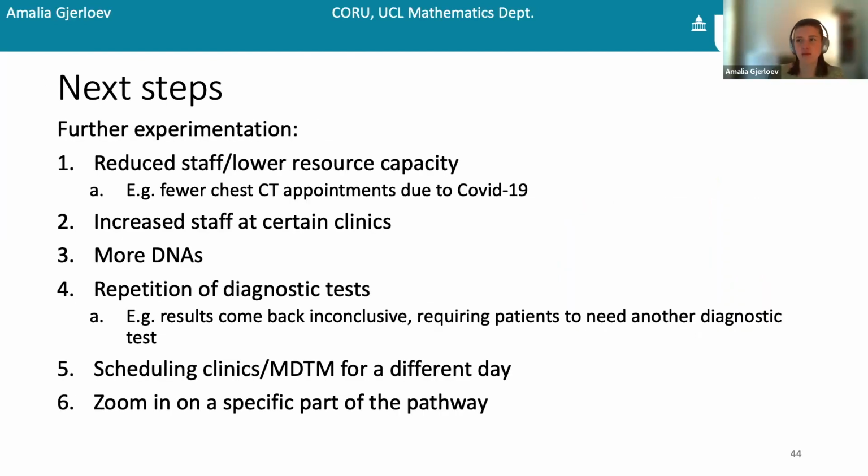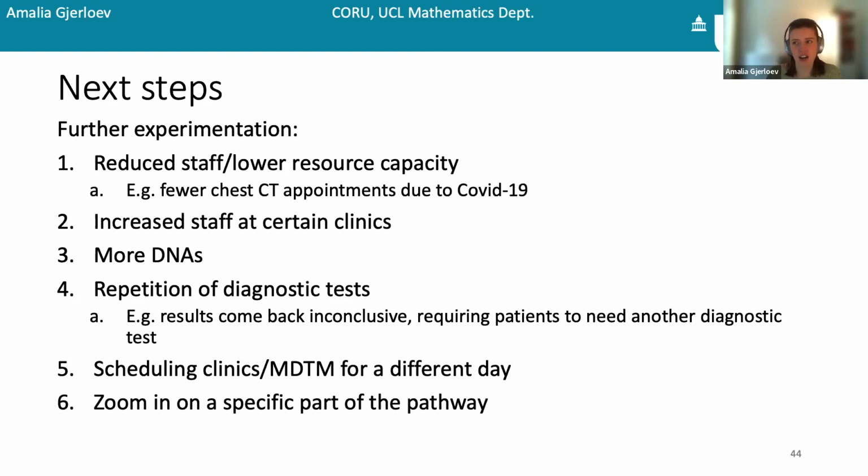So there are clearly some more next steps, and some further things that we need to do. We've discussed this with cancer services before, but we do still need to identify what feasible experiments we can actually run. Some of the what if scenarios we've suggested are reducing staff, or experimenting with lower resource capacity. What if we had budget cuts and needed to reduce staff? Or what if we had fewer chest CT appointments due to COVID-19? What would happen to the system? What might happen to the breach percentages and the wait times?